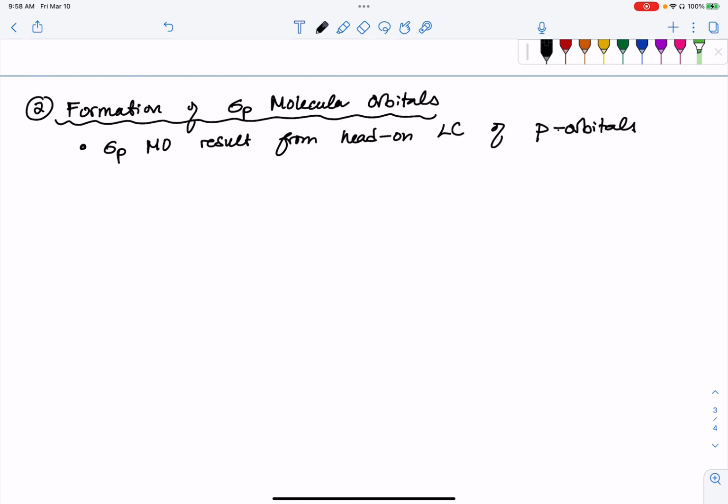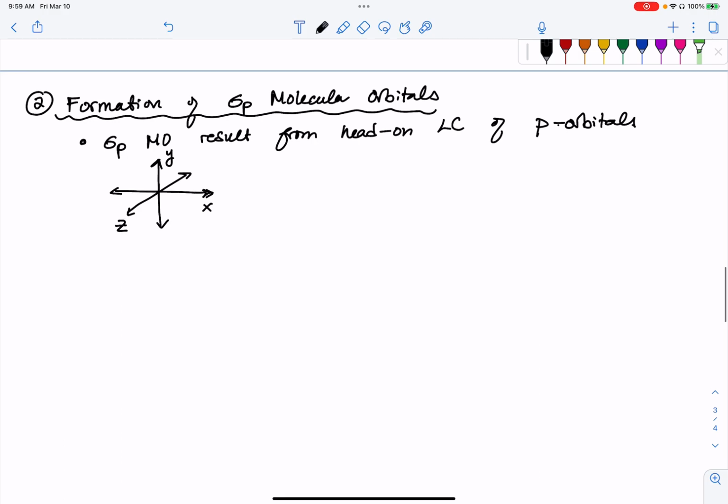So based on how I've drawn our p orbitals so far, I have used this Cartesian coordinate system where y is up, x is left, right, and z is out. So for us, the p orbitals that are aligned such that they can combine head to head would be our px. This is like px coming together with px.